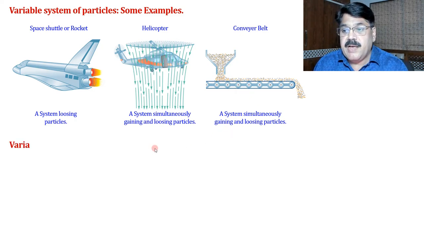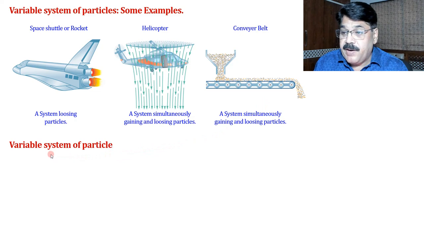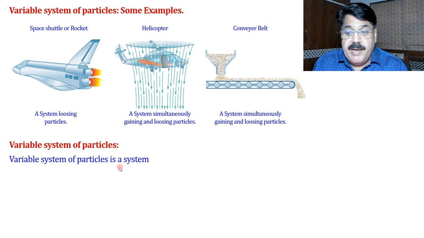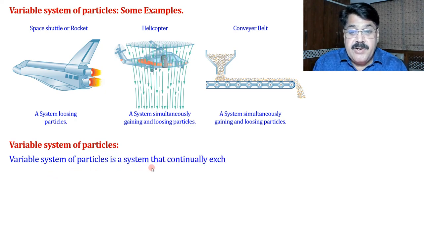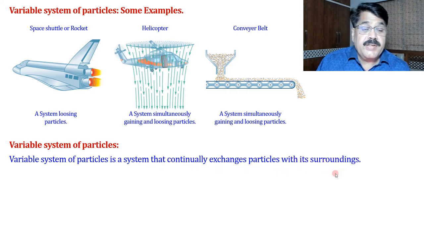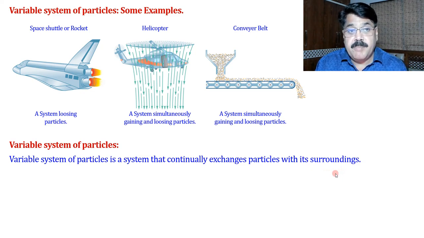So what can we say about such systems? Let us define a variable system of particles. A variable system of particles is a system that continually exchanges particles with its surroundings. So what is the main idea? Such a system must continuously exchange particles with the surroundings. Either some particles are continuously entering the system or some particles are continuously leaving the system.